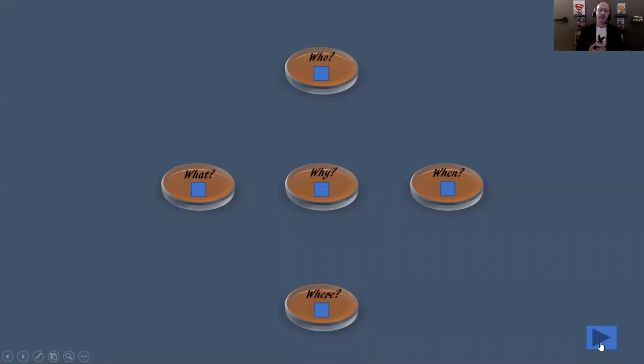Like I said, there's the who, the what, the where, the when, and the why. At least that's how I was taught that the 5 W's work. So let's see what happens with each of those buttons. I kind of like these buttons too.